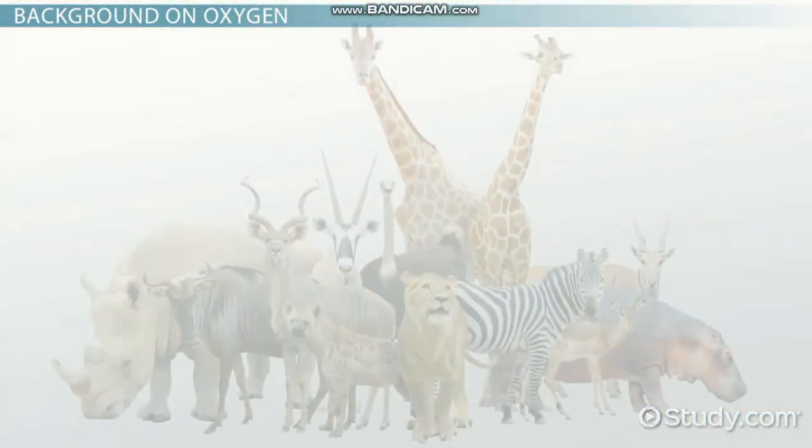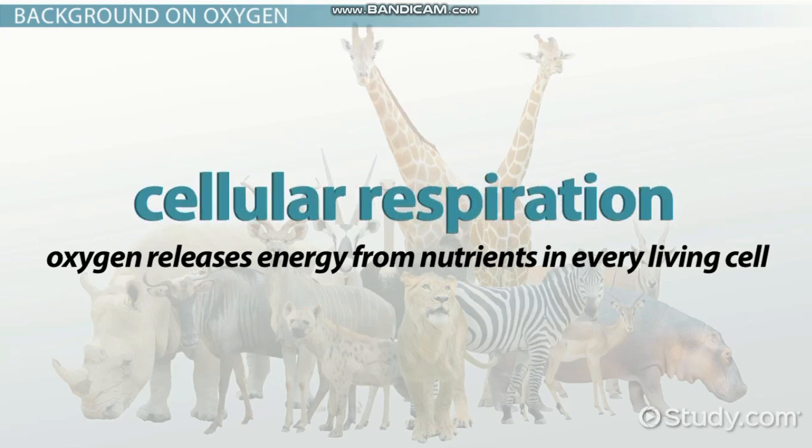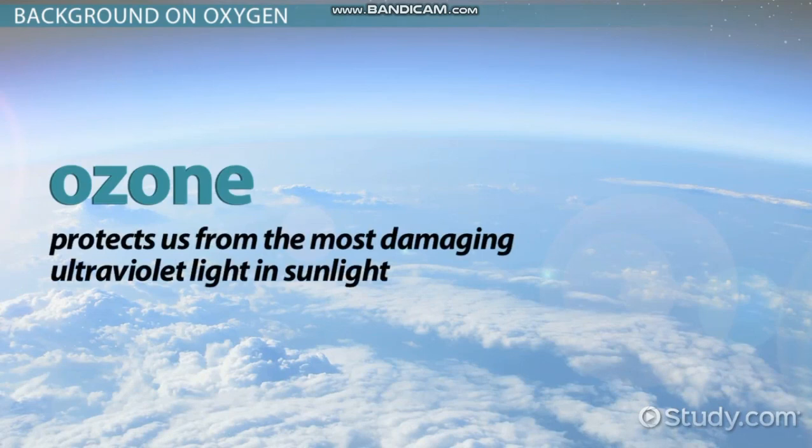Yet oxygen is also essential for living things. Oxygen releases energy from nutrients in every living cell, a process called cellular respiration. One type of oxygen, ozone, protects us from the most damaging ultraviolet light in sunlight.